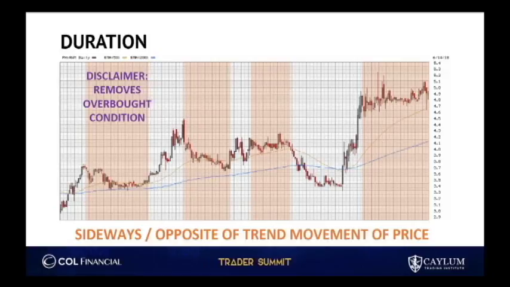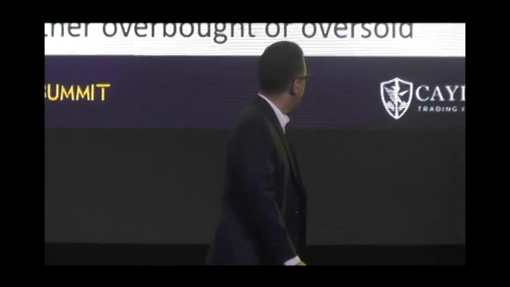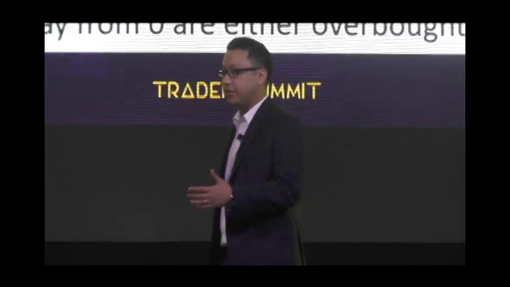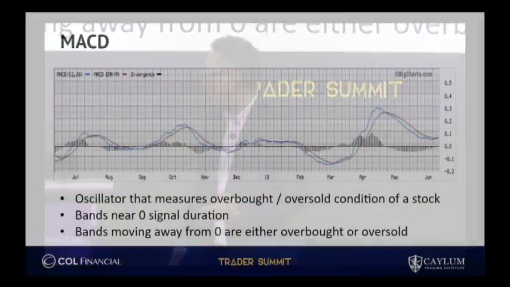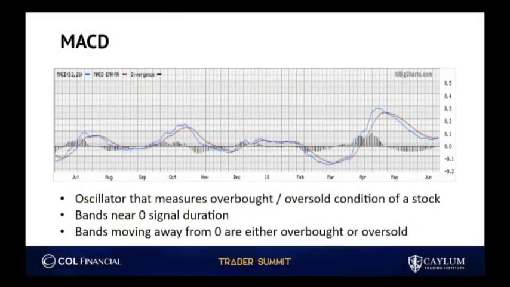Okay. So I'm going to give you an extra tool, though, para mas madali ang buhay natin. Okay? And it's something we call MACD, or Moving Average Convergence Divergence. I want you guys to focus on this one thing. MACD is an oscillator that measures overbought or oversold condition of a specific stock. So when the lines go near zero, it means that you are in duration. Okay? So bands moving away from zero are either overbought or oversold.